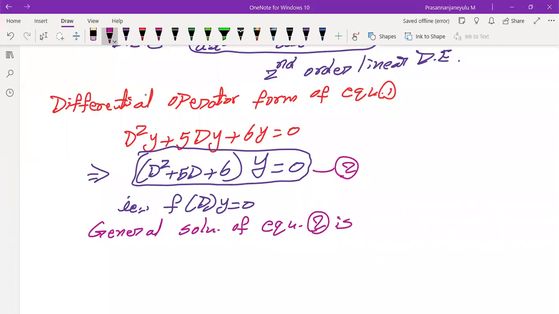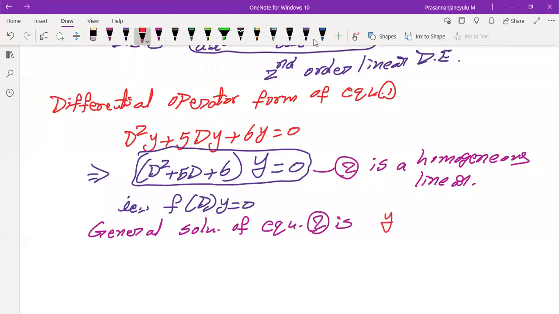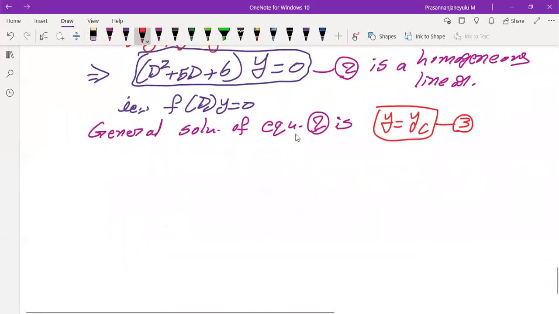What is the general solution of equation number 2? Actually, it is a second order homogeneous linear DE. Whenever it is a homogeneous linear DE, the general solution is y equals to simply yc, taking it as equation number 3. How to find yc? That we discussed, the procedure. So, as a small side heading, finding yc.